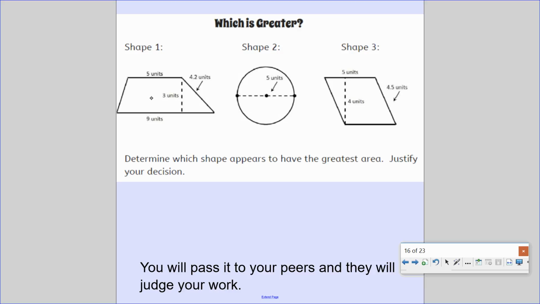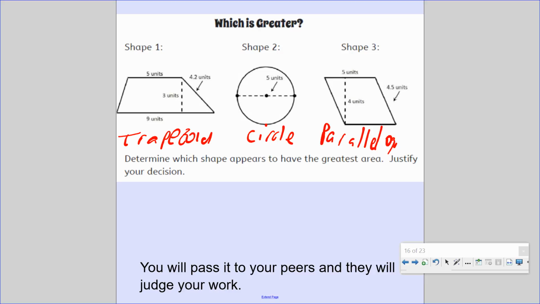So first of all, what is this polygon here called? It is called a trapezoid. This is a circle. And this is parallel on each side, so it must be a parallelogram. To find the area of a trapezoid, the formula is 1/2 times (base 1 plus base 2) times height. To find the area of a circle is pi r squared. And to find the area of a parallelogram, the area is base times height.